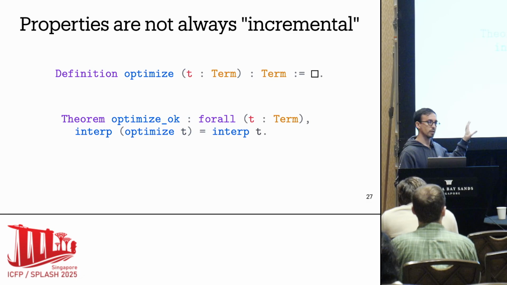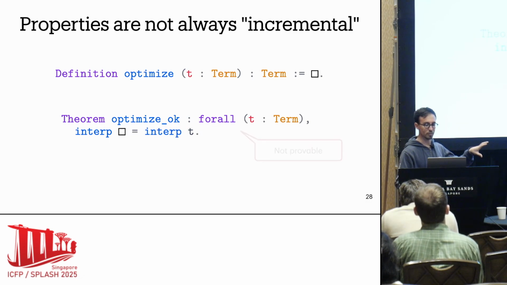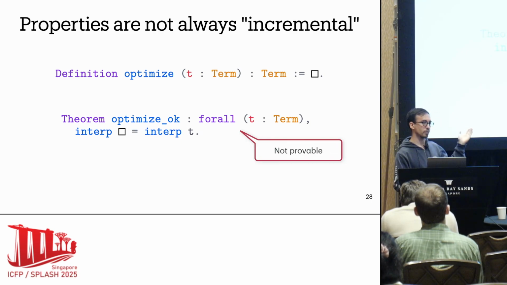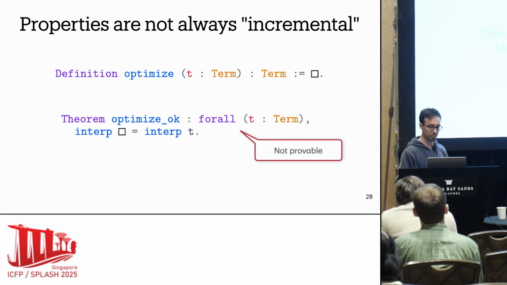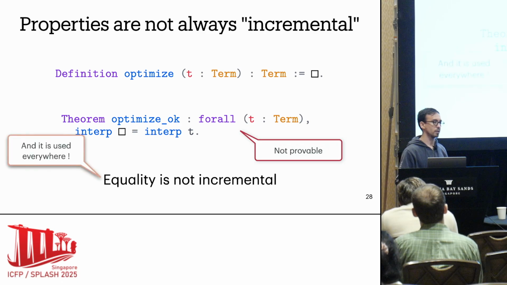If I take the definition of the optimization function and put it in the theorem, I get this equality that is almost always not provable, because it's, of course, the interpretation of a hole equals the interpretation of some term, and we cannot prove it. And more generally, the issue is that equality is not incremental. So the syntactic restriction of propositional equality is too strict, and it doesn't allow for incompleteness. And since equality appears everywhere, there are many properties that are not incremental.